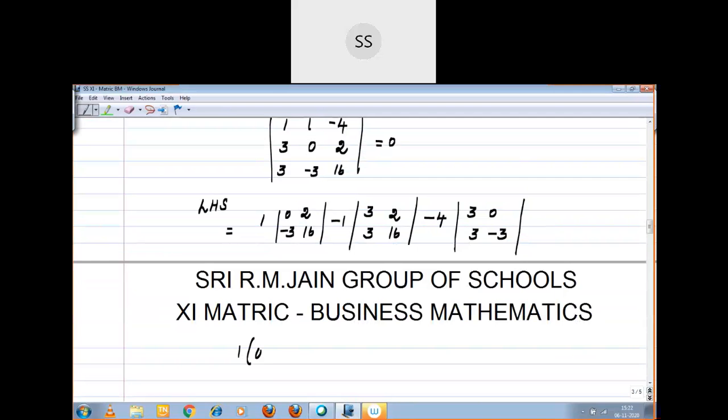LHS equal to, you have to take, right? LHS equal to 1 into 0 plus 6, minus 1 into 48 minus 6, minus 4 into minus 9 minus 0, which is equal to 6. Here 48 minus 6 is nothing but what? 42. Am I right, children? Say yes or no.